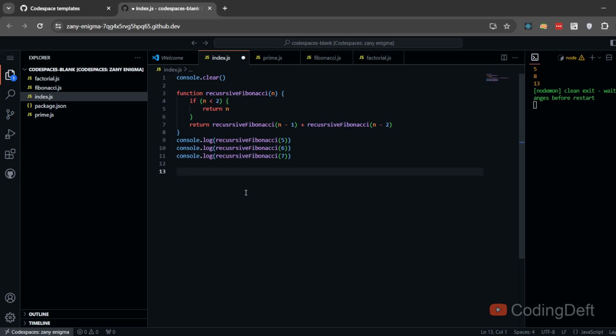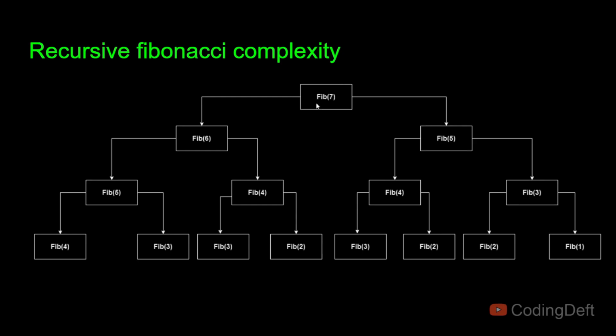So let us go ahead and see what is the time complexity of this recursive function. Consider this diagram where we are finding Fibonacci of 7. To find Fibonacci of 7, we need to first find Fibonacci of 6 and Fibonacci of 5. Again, for Fibonacci of 6, we need to call Fibonacci of 5 and Fibonacci of 4. As you can see, at every step, the number of function calls is doubling. This one has 1, here 2, then 4, then 8. So the next step will be 16.